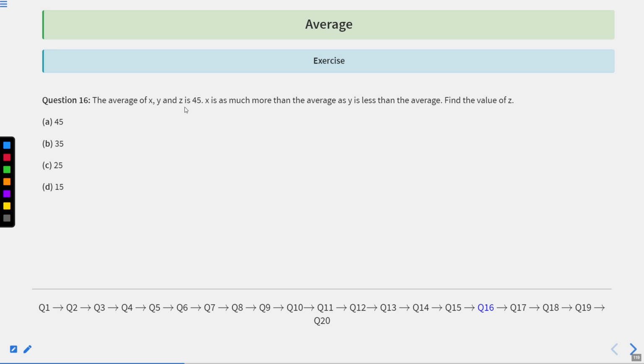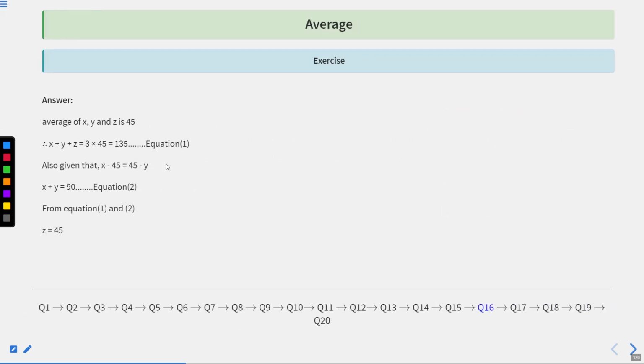The average of x, y, and z is 45. X is as much more than average as y is less than average. Find the value of z. So the average of x, y, and z is 45. Therefore, the sum x plus y plus z is equal to 3 times 45, so that is equal to 135, and we name it equation number 1.